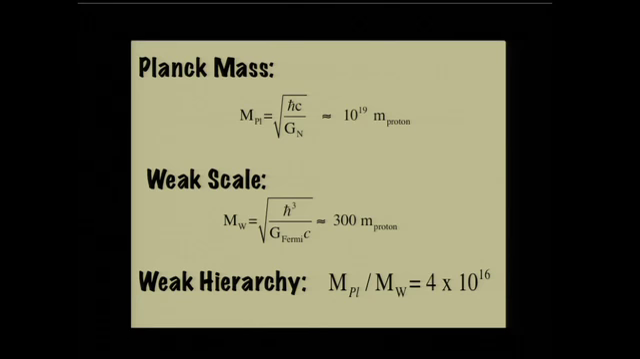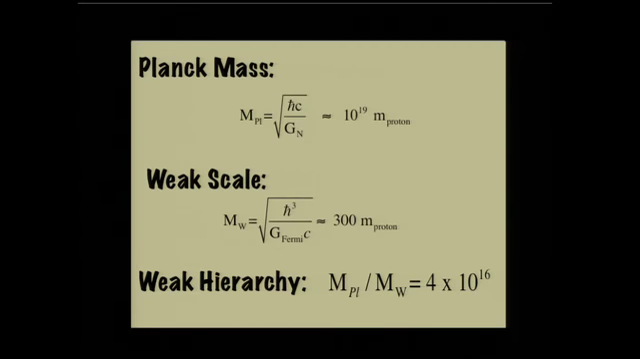There's another fundamental scale, and this one is in the standard model. That is the mass of the W. That is a fundamental scale of the standard model, the mass of the W or the mass of the Z. They're all kind of around the same thing. It's actually something called the weak scale, and that is about 300 times the mass of the proton.